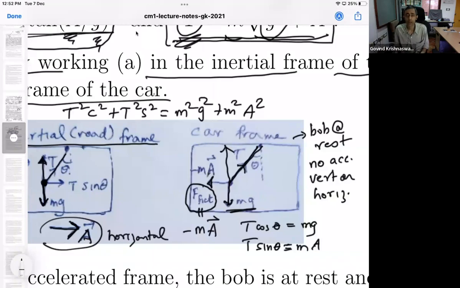When I write minus ma here and put a direction here, I hope you don't get confused by that. A is rightward directed, so minus a is leftward directed. So the component in this direction has size ma, not minus ma. Any question about the way we analyze this simple problem in two frames?